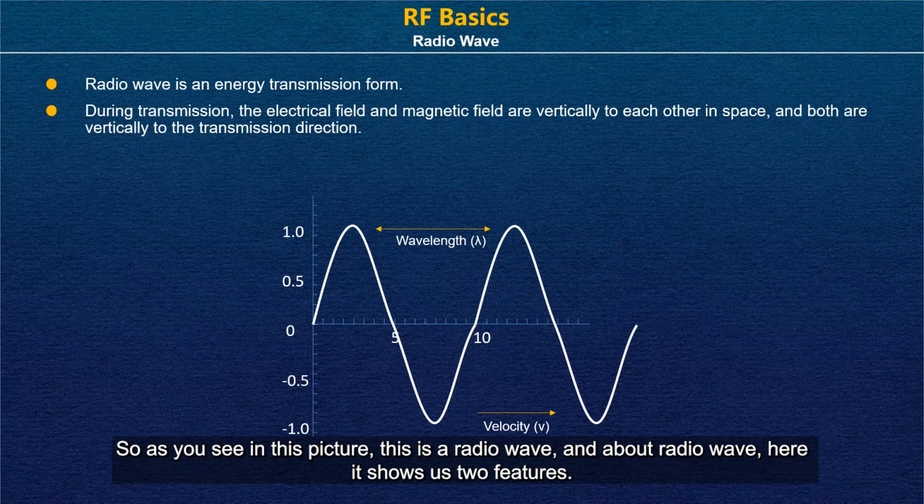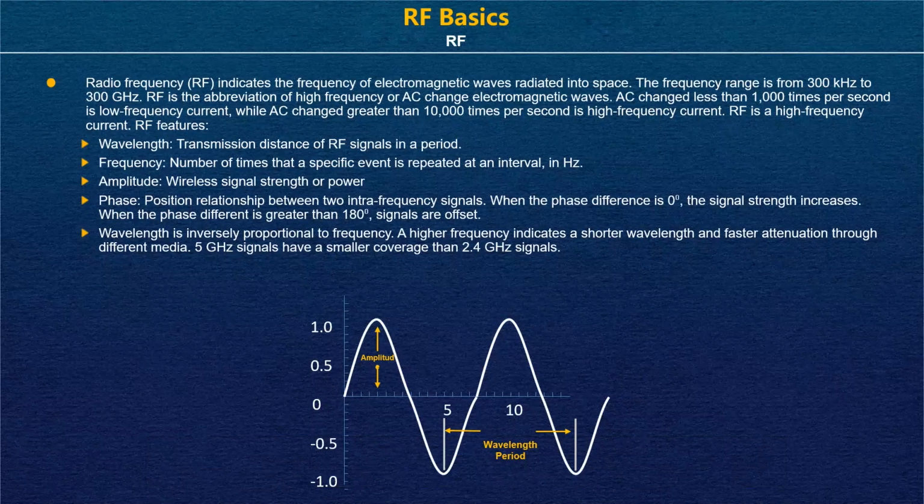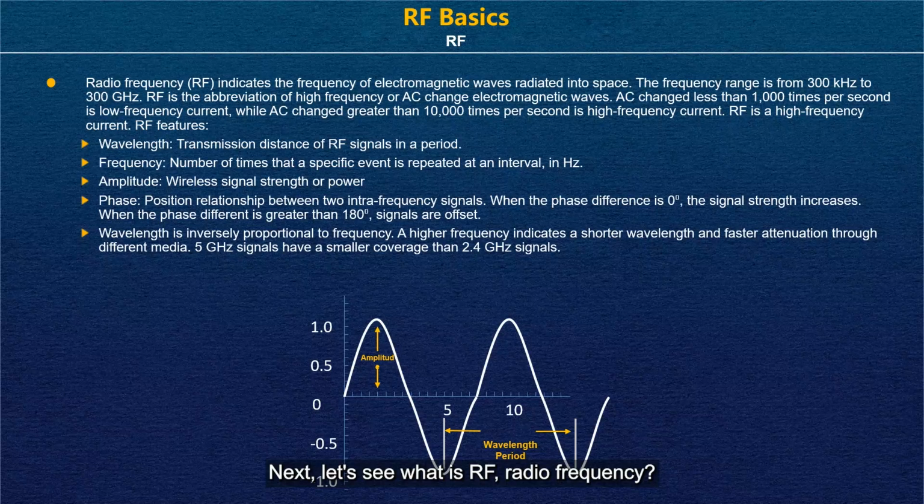And about the radio wave, here it shows us two features. First is wavelength, and next is velocity, actually the speed, how it transmits in the air. Okay, after introducing the radio waves, next let's see what is RF.